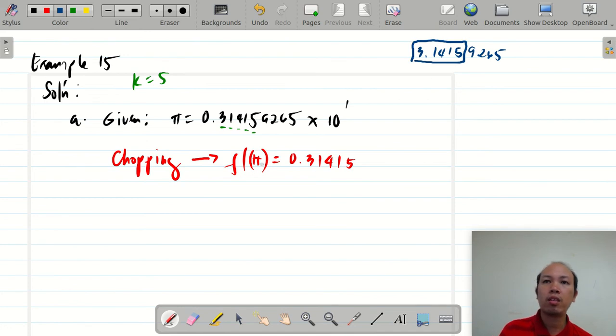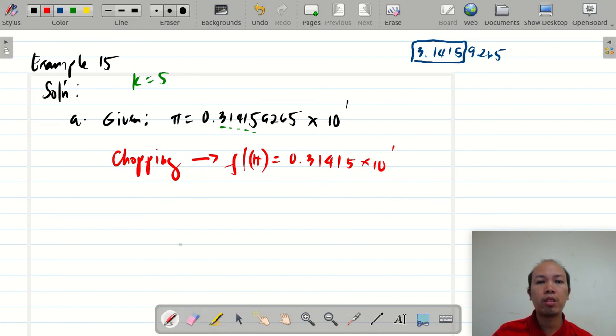Chop up to k digits, 5 digits. If we neglect or do not write times 10 to the 1, then we will have a wrong answer. As you can see, this answer is the same as this one. They are just the same.